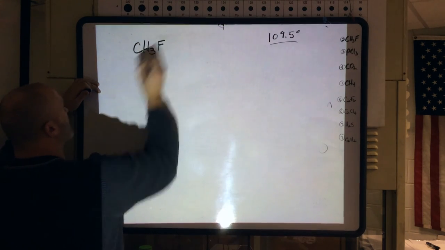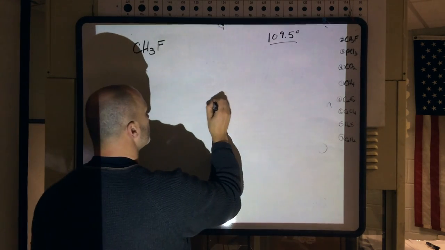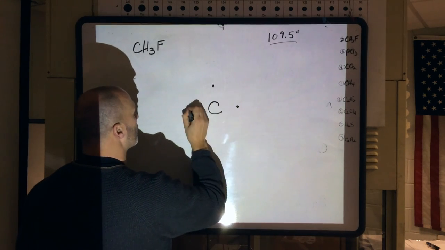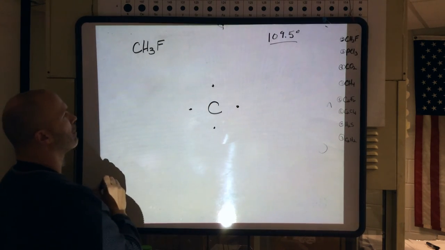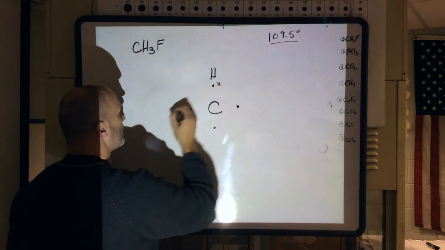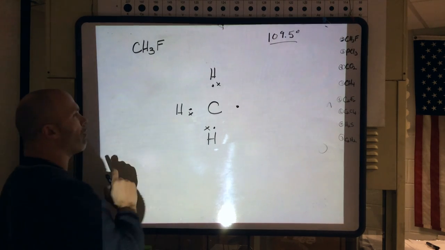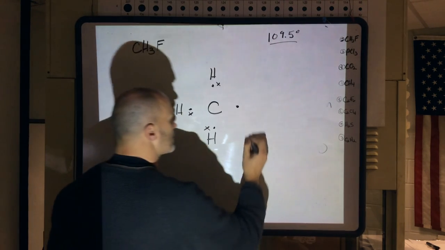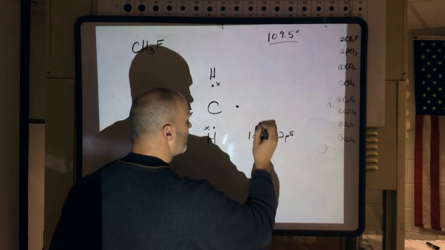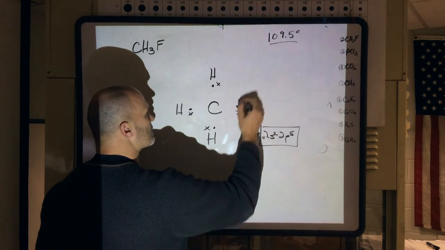So I do CH3F. Start with the central atom, the one that can have more than one bond. So carbon, and it has 1, 2, 3, 4. Okay, and hydrogen brings one. This hydrogen brings another. This hydrogen brings another. And this fluorine, if you remember, has seven valence electrons. It's 1s2, 2s2, 2p5. So seven valence electrons. So it's going to have seven.